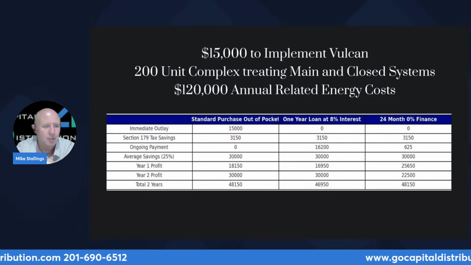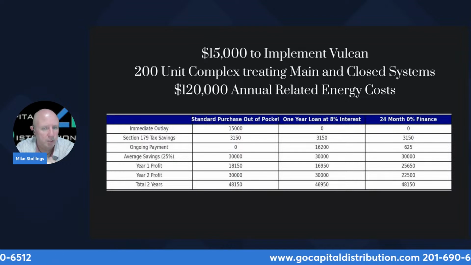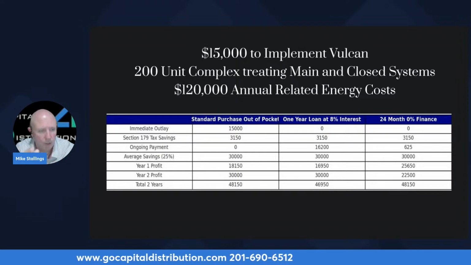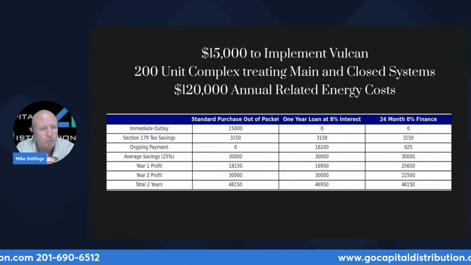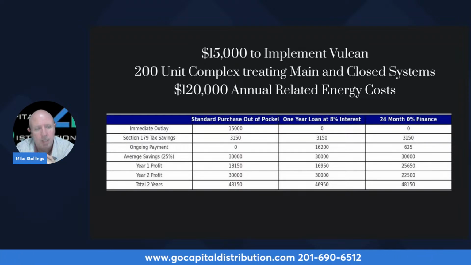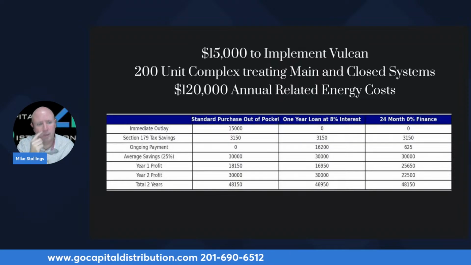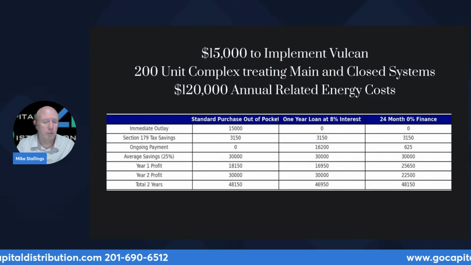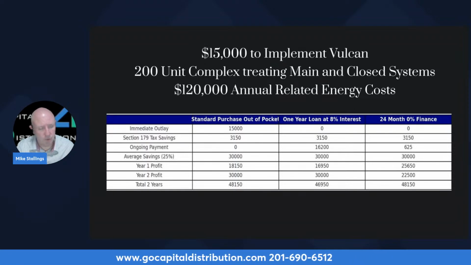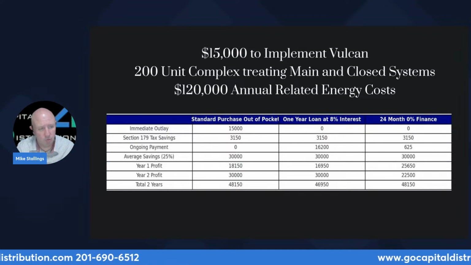To give an example, again, this is a rough estimate, say about $15,000 to implement the Vulcan. And let's say the property is using, for those particular pieces of equipment that are actually utilizing the water, about $120,000 in energy costs per year, which is pretty average. Again, going back to the same thing with the smart valve we talked about, you could lay out the $15,000. You're not going to have an ongoing payment. On average, you're going to save about 25% on your energy costs. So you're going to save $30,000 by treating this.